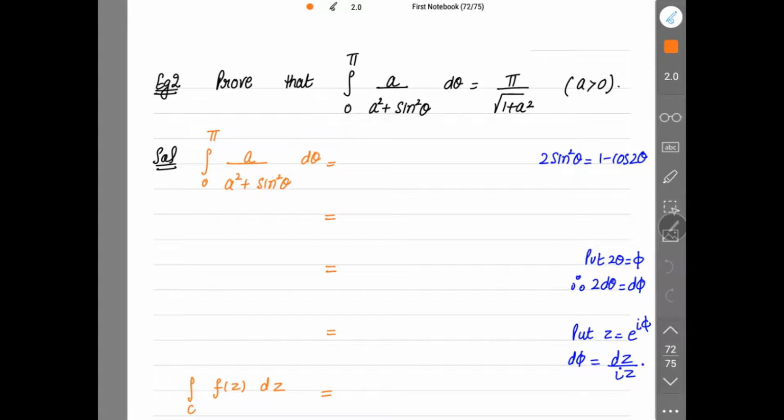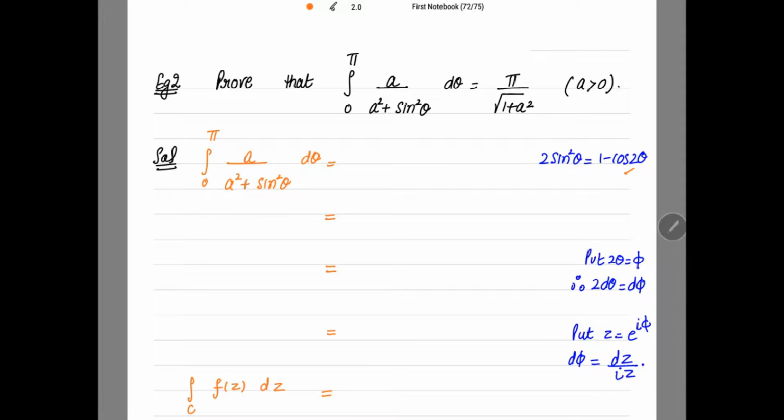Alright, see, this limit is from 0 to pi. First thing, we need to change it to 0 to 2 pi. Secondly, I am having sine square theta in the integration, so I need to change the sine square theta in terms of cos theta. And then whatever angle we are having, we have to put that angle in an easier way. We have to take another variable for that angle. Let's start.